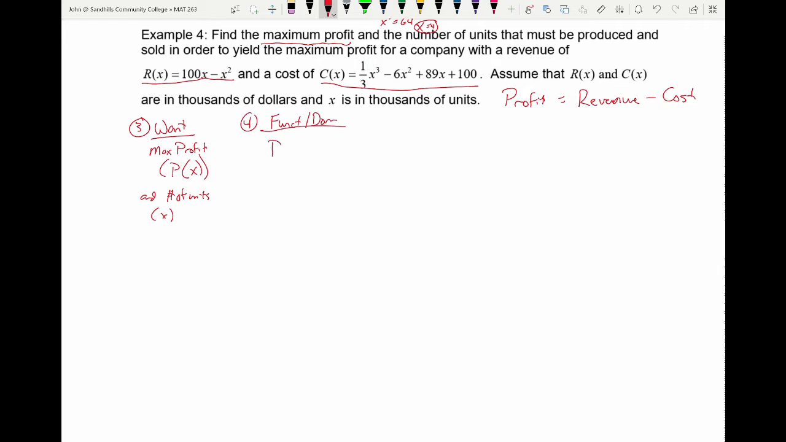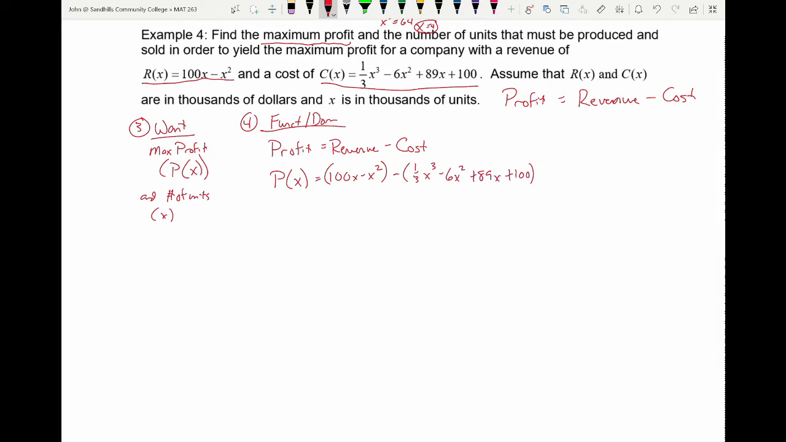So use the fact that profit is revenue, the money coming in, minus cost, the money going out. So our profit equation here, P of x, is going to equal that revenue function we're given, 100x minus x squared, minus the entire cost function, so minus 1/3 x cubed minus 6x squared plus 89x plus 100.